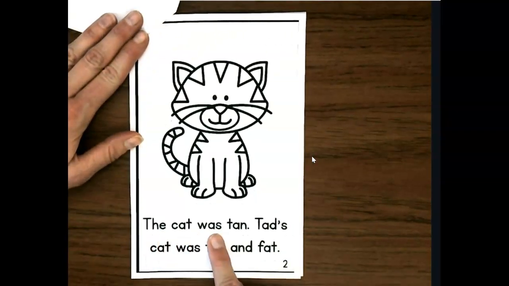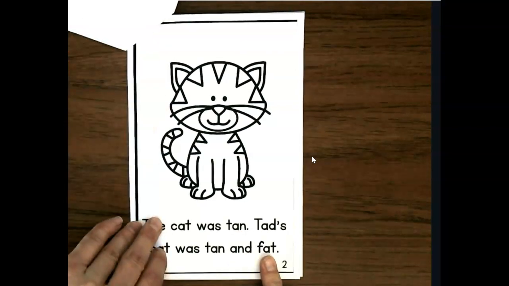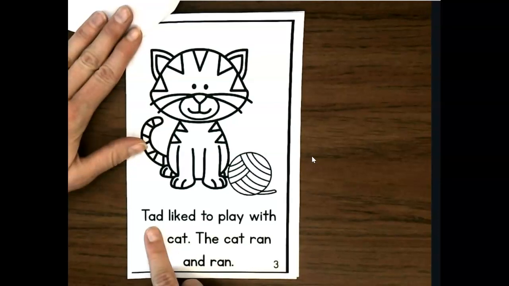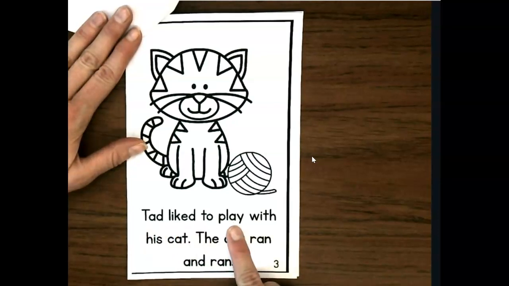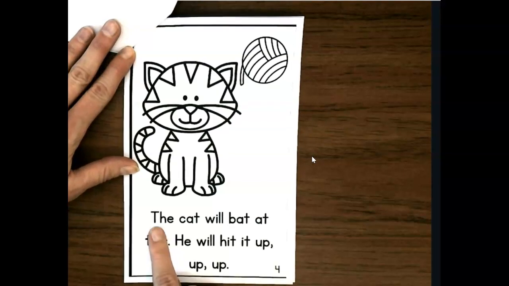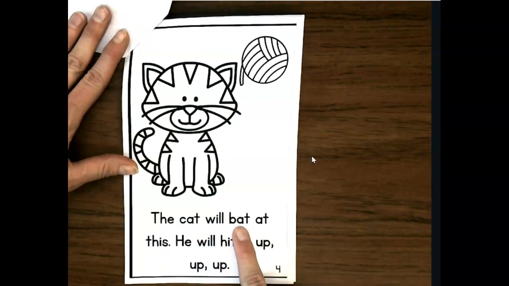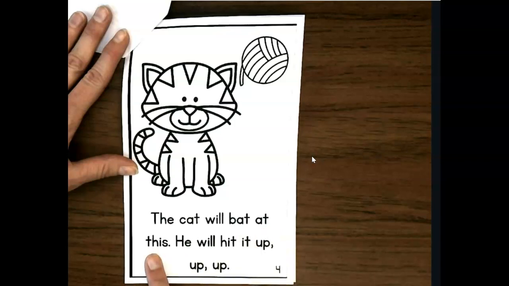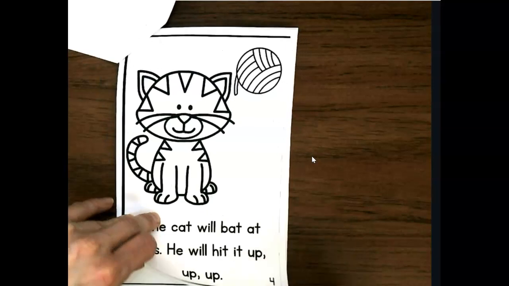The cat was tan. Tad's cat was tan and fat. Tad liked to play with his cat. The cat ran and ran. The cat will bat at this. He will hit it up, up, up. Great reading. Keep reading along with me.